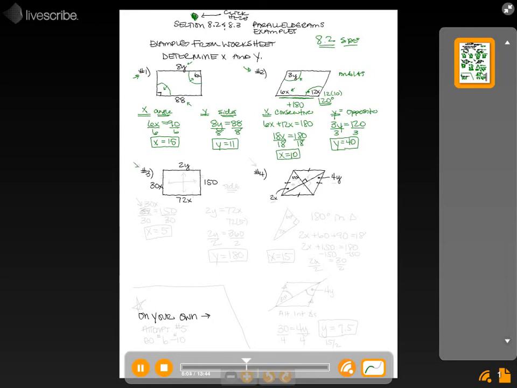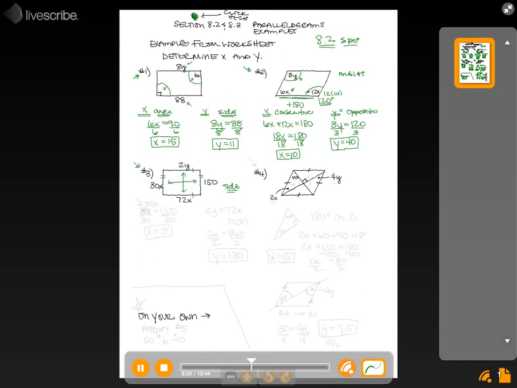Now let's look at number 3. Number 3, all of our measurements are on the sides. All of the expressions are on the sides. So for this one, we're going to look at the ideas about sides. And we talked about them in number 1. We said that opposite sides are congruent. Well, that means that these two are going to be the same, and these two are going to be the same. We have to set them equal to each other to solve.